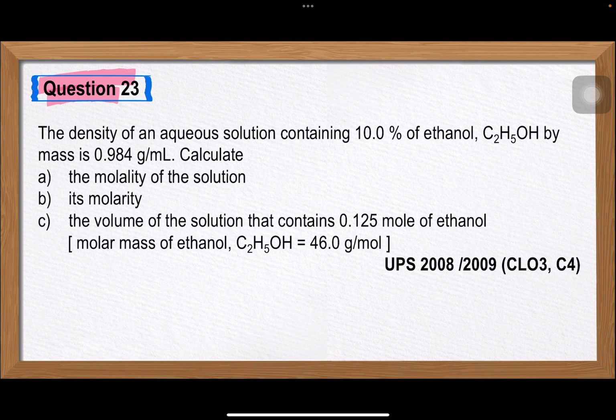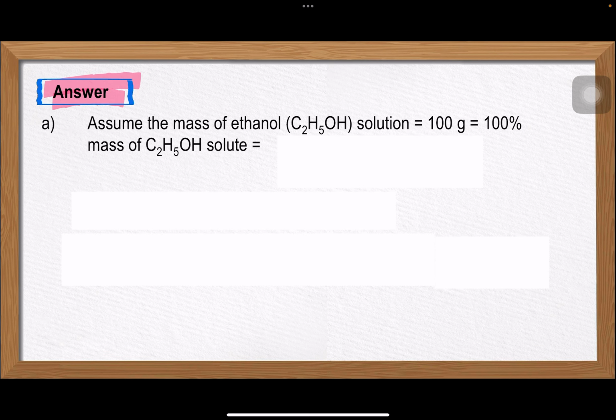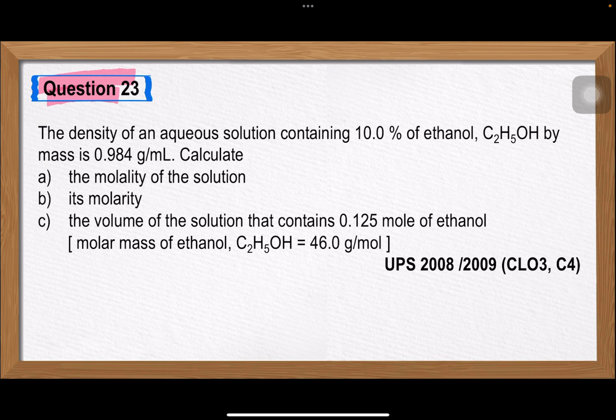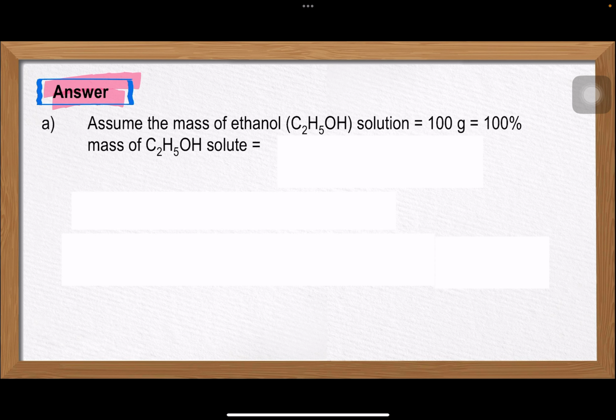23. The density of aqueous solution contain 10% by mass ethanol, and the density is 0.984 gram per milliliter. Calculate the molality. First is molality, so we need to know the mole of the solute divided by the mass of solvent. So here the data give you percentage by mass. So we need to make assumption. We have 100 gram of solution.